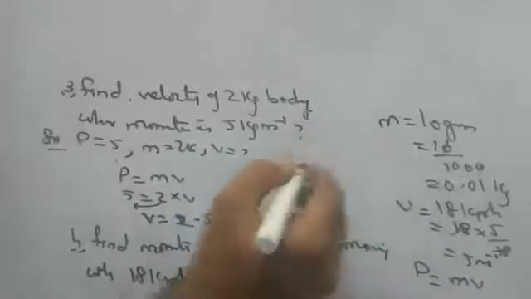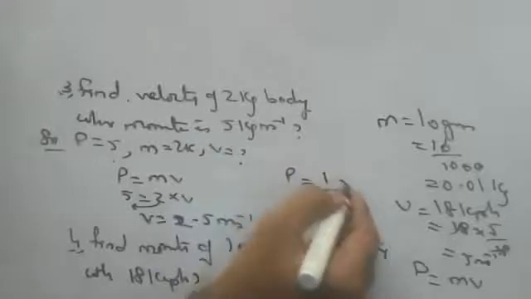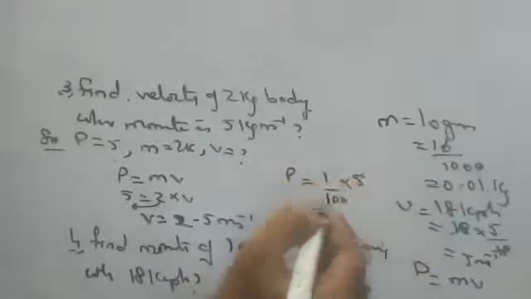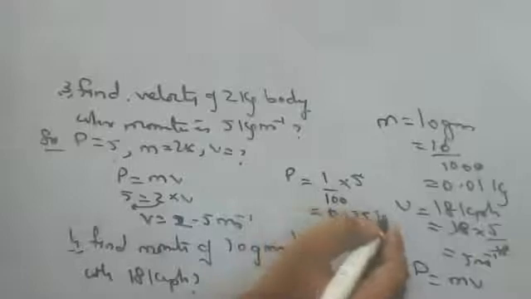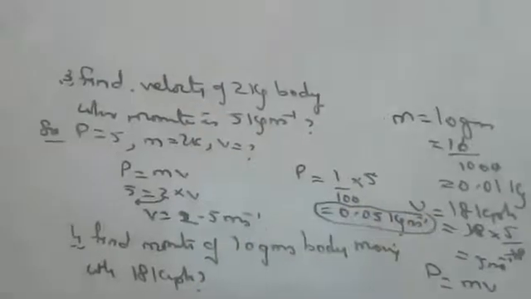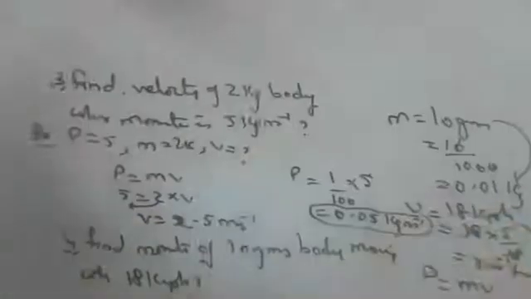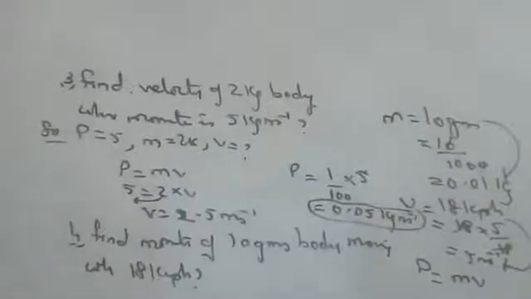So momentum is how much? Mass is 1 by 100. Velocity is how much? 5. 5 by 100 is 0.05 kg meter per second. Like this you should do. You have to convert grams into kgs, kmph to meter per second. Then only you should do. One more sum I will show you so that you will have a clear understanding.